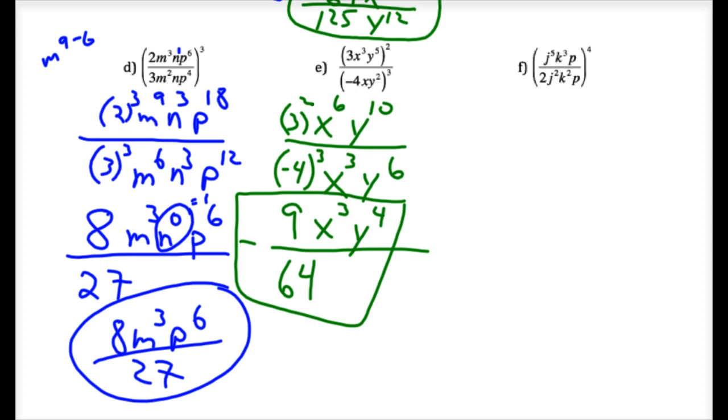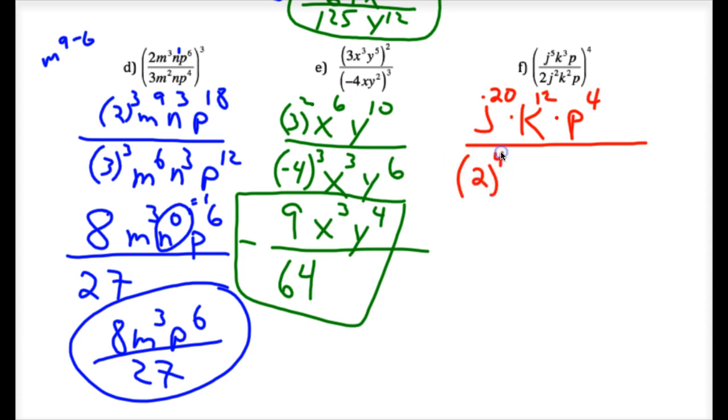All right, who wants to try F? Go ahead, Briggs. I wrote j to the 20th power times k to the 12th power times p to the 4th power over 2 times 2 to the 4th power parentheses times j to the 8th power times k to the 8th power times p to the 4th power. Excellent job. Guys, look what he did. Eliminating parentheses in your first step. Put that 4 on everything. You did a great job. Fantastic. Okay?